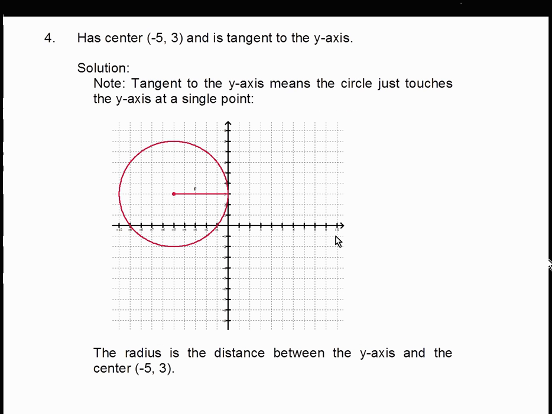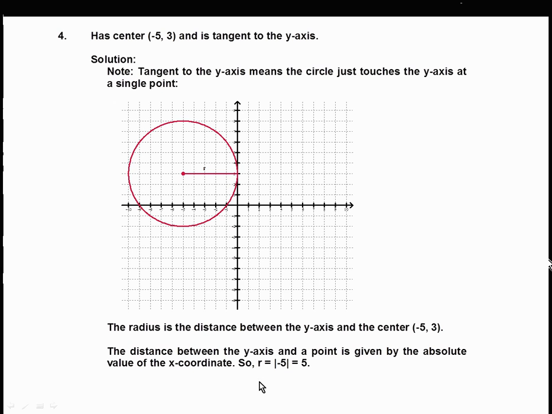So the radius is between the y-axis and the center, -5, 3, which is going to be the absolute value of 5. Again, it's the absolute value of the other coordinate. So the absolute value of -5 is 5. Notice, even if you didn't do the absolute value, when you square it, it's going to be positive. Remember, the equation uses R squared. So there's my H, K, there's my R. So I'm going to have x plus 5 squared plus y minus 3 squared equals 25.